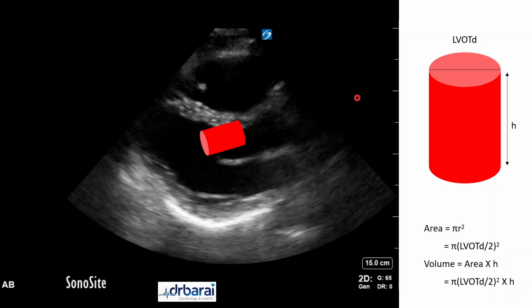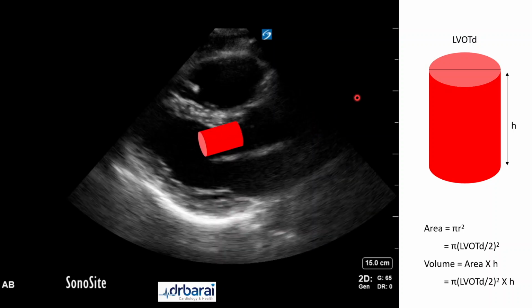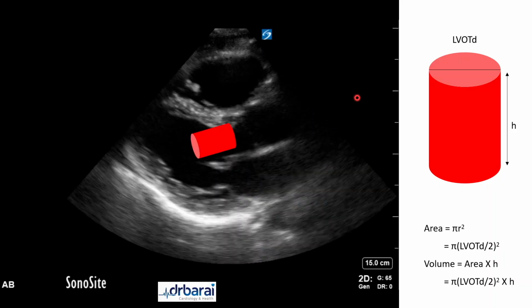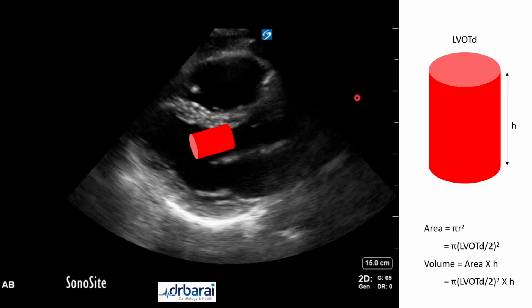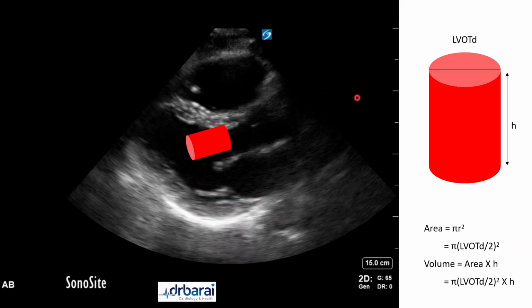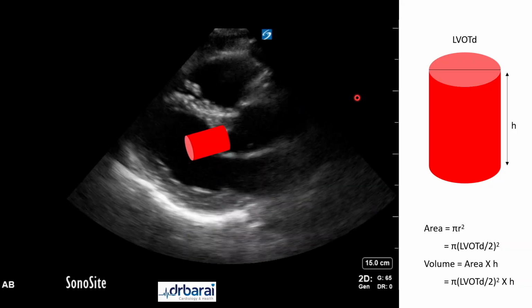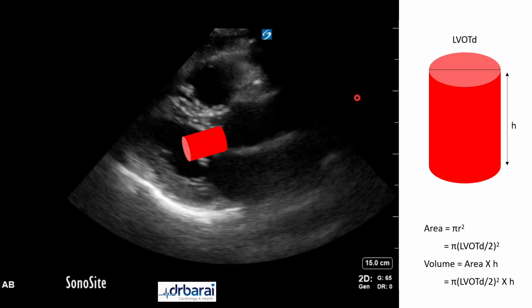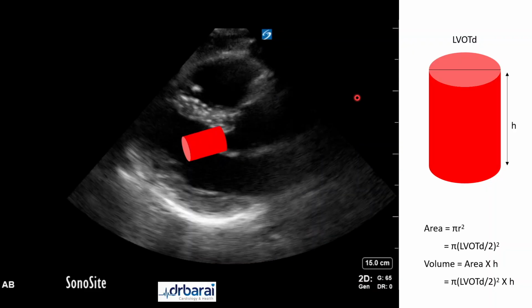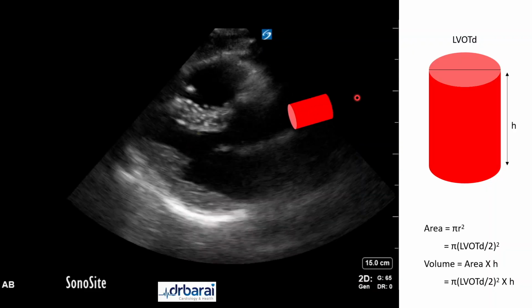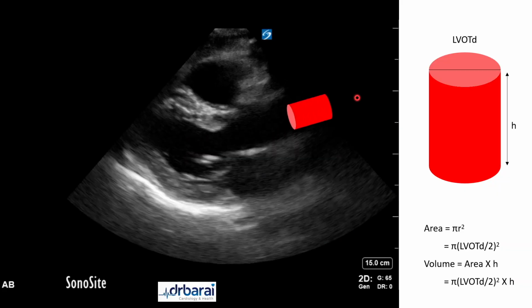So we gave a liter of saline, and we measured the LVOT VTI again, and this time the VTI improved to 20 centimeters. 20 centimeters means that this person's stroke volume now is pi multiplied by 20, which is 62.8 ml. So that is a significant improvement. A stroke volume of 60 to 80 ml is pretty normal. So that is how you can measure the left ventricular outflow tract VTI.